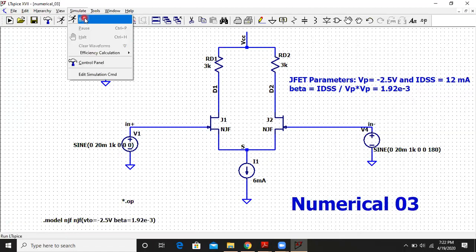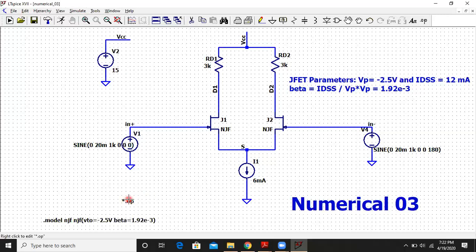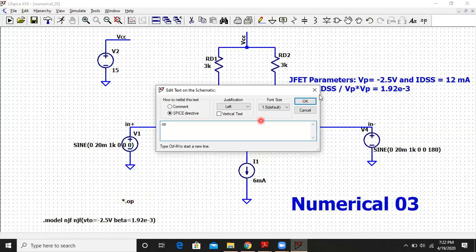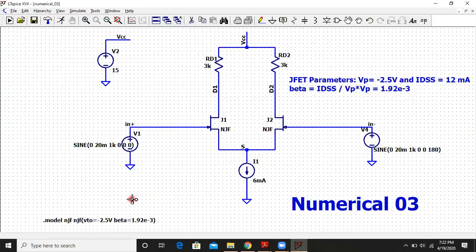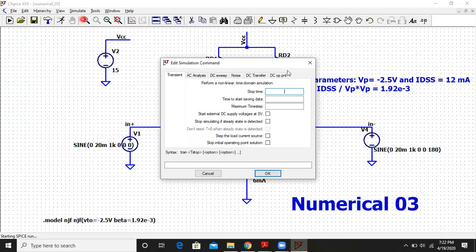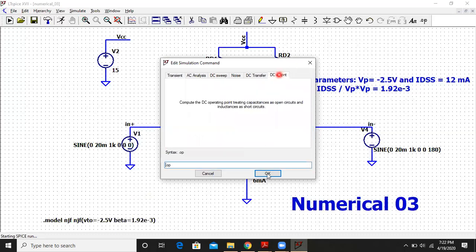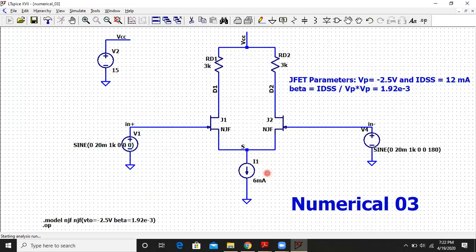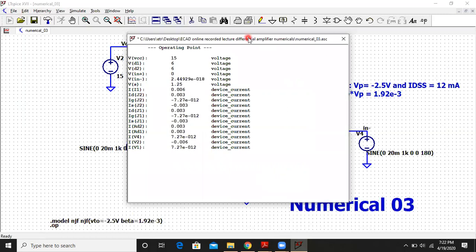We have .op. Okay, we have to uncomment the .op model. So I will remove this again. Let me just remove this and run it again. If I simulate it, it will ask for the option. I'll go to DC operating point and click on OK. So here are my DC values over here.